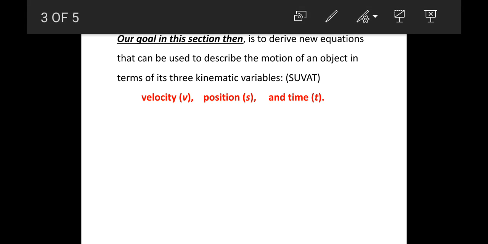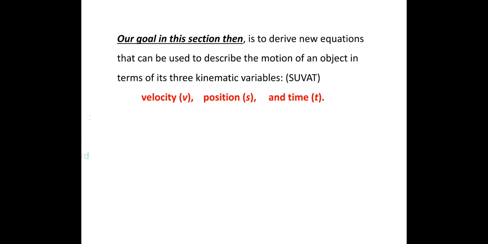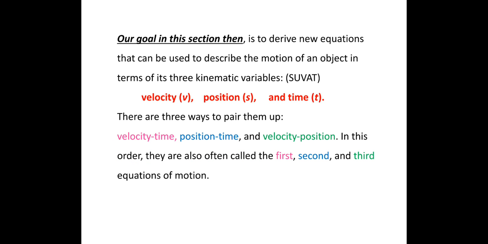So relation between position, velocity, and time, that is your first equation. Relation between position and time is your second equation. Relation between velocity and position will give you third equation of motion. And in all of them, your acceleration is going to be common. One thing I want you to pay attention to here is your position. We are writing this as S, so don't get confused with speed and position or distance.